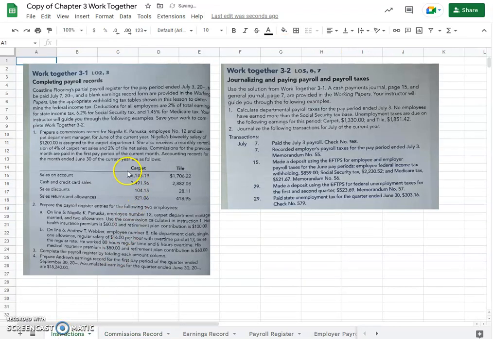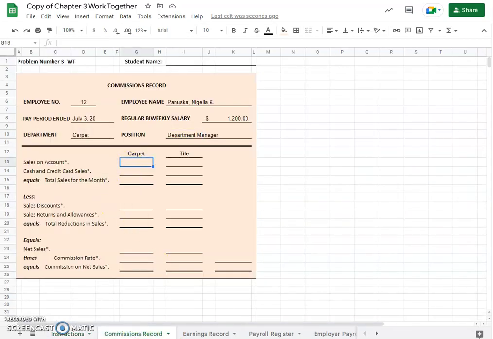So our instructions gives us the sales on account, cash and credit card sales. We need those for both tile and carpet, and I'm going to look at my book as I fill these out. So sales on account, $61.48.19, and cash and credit for the carpet, $24.91.96, and then for tile, $17.06.22, and $22,082.03. So we should be able to just do a quick addition function, one plus the other, and we'll just copy that function over to there.